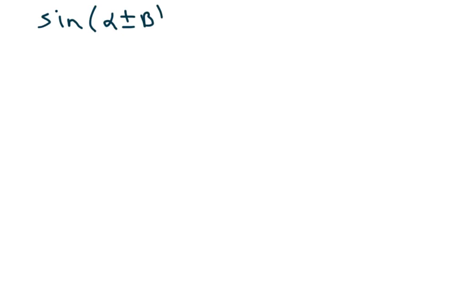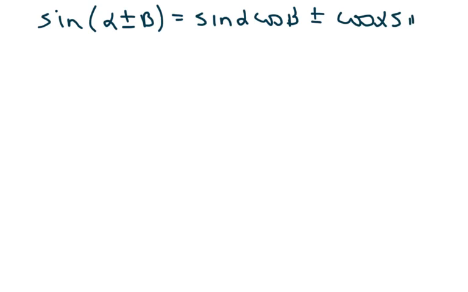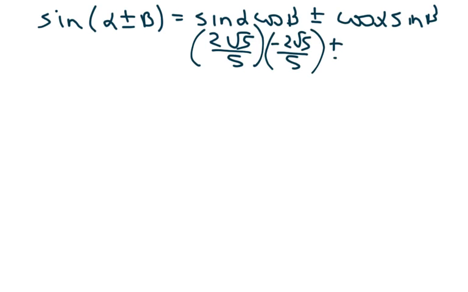Sine of alpha plus or minus beta equals sine of alpha, cosine of beta, plus or minus cosine of alpha, sine of beta. And then I'm going to look at my piece of paper that I wrote down. I have sine of alpha is 2 root 5 over 5. Cosine of beta is negative 2 root 5 over 5. Cosine of alpha is negative root 5 over 5. And sine of beta is positive root 5 over 5.